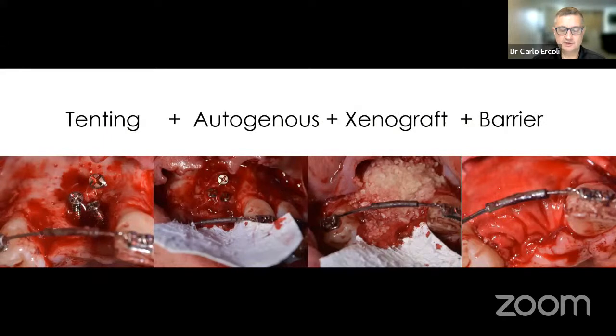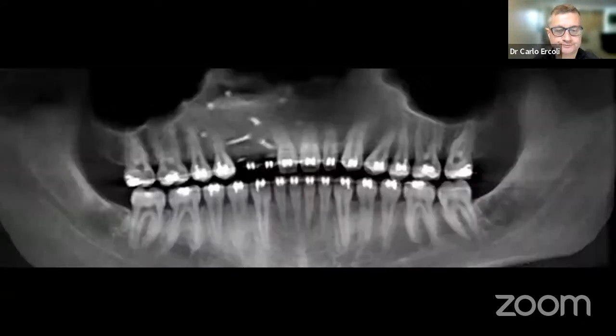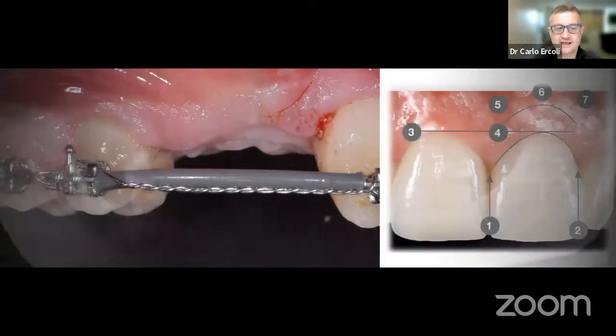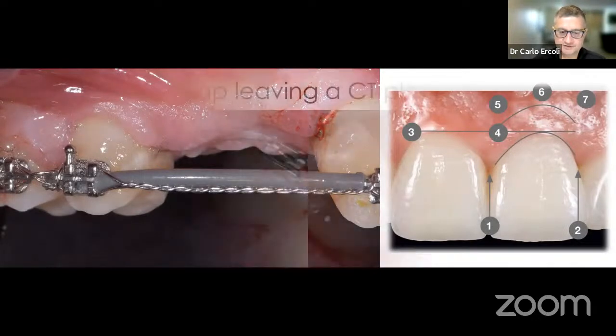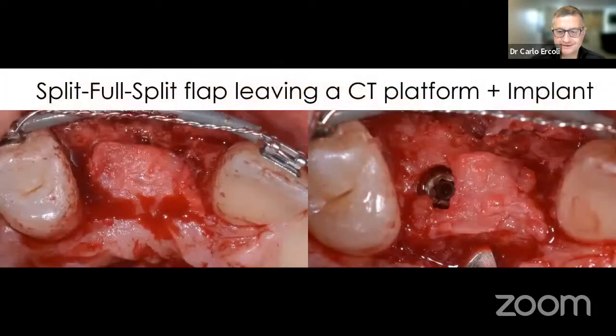So we have used an approach. We have some tenting screws, a resorbable collagen barrier, and then a combination of autogenous and xenograft. And the idea, of course, is that we want to rebuild as much as possible the hard tissue component of that area. But then again, as we have done that, we've been successful, we need to start thinking about the soft tissue component.